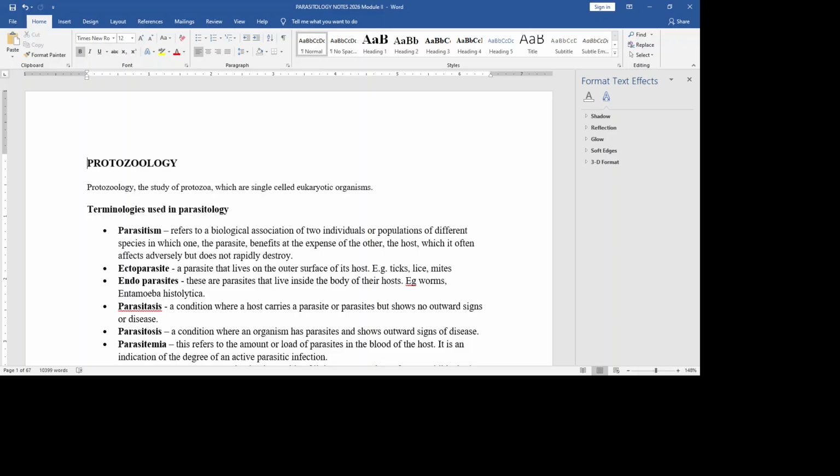And so before we go into the finer details of protozoology, we need to understand a number of terminologies which are used in parasitological studies. The first one being parasitism.